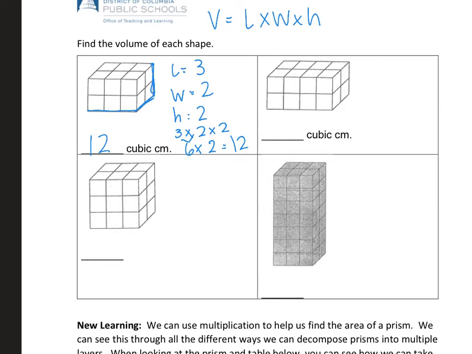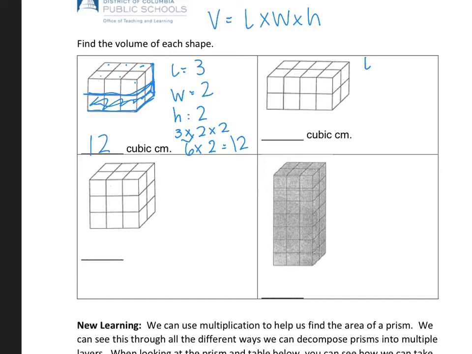And again, if you counted these cubes, you would get the same thing. There's 1, 2, 3, 4, 5, 6 cubes on this layer. And I know that if I divided this into 2 layers, then there's also going to be 6 cubes on this bottom layer here. Okay, going on to the next one.